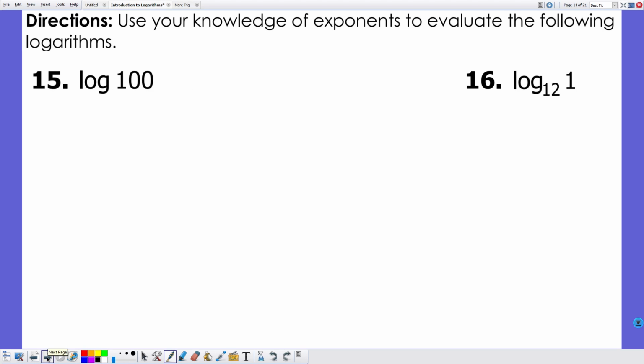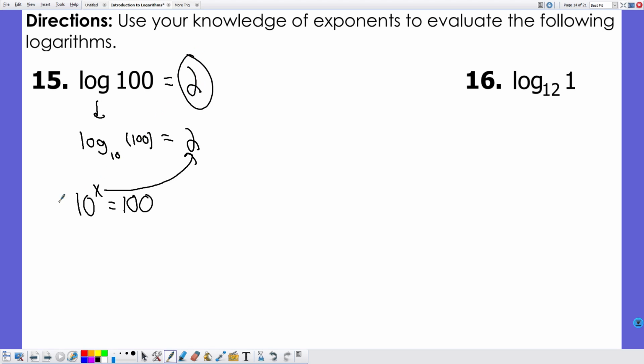Alright, now we got a log of 100. What is that equal to? Remember, this does mean log base 10 of 100. What that is saying is 10 to what power equals 100. And that value is 2. So the log of 100 is 2. X equals 2, because again, 10 squared is 100.